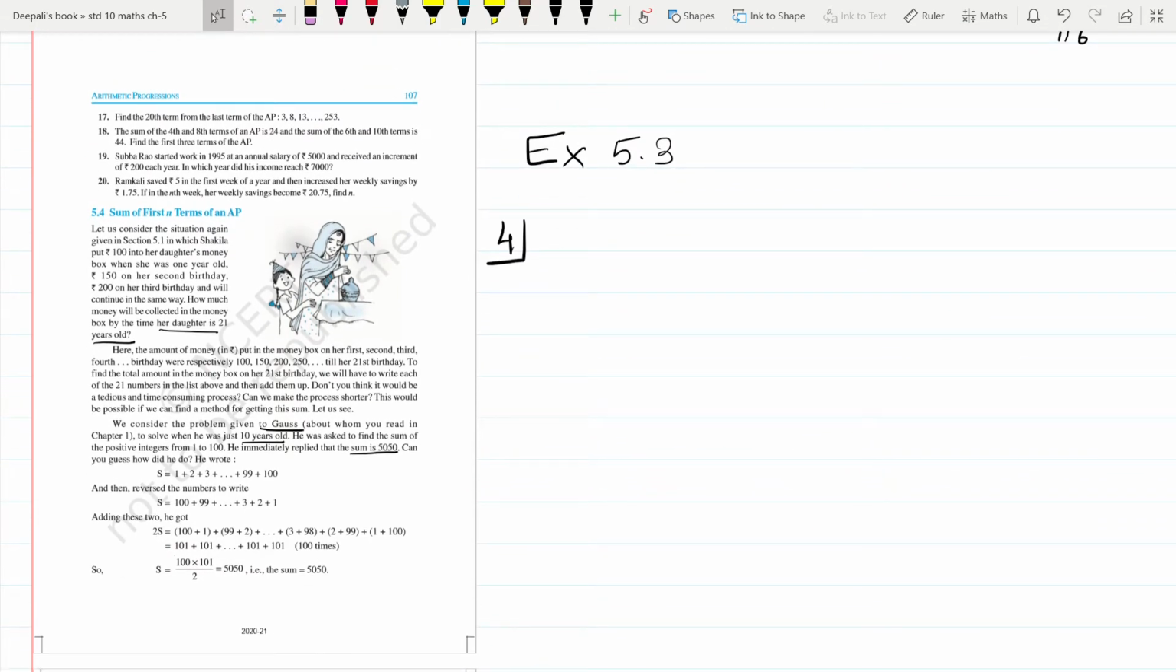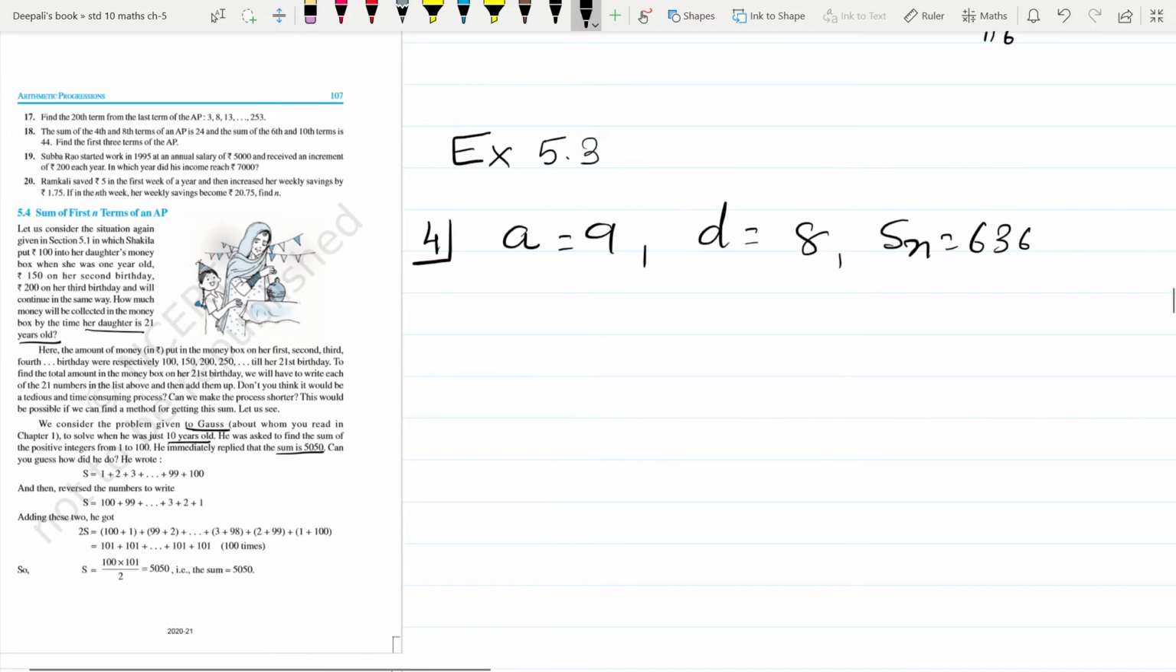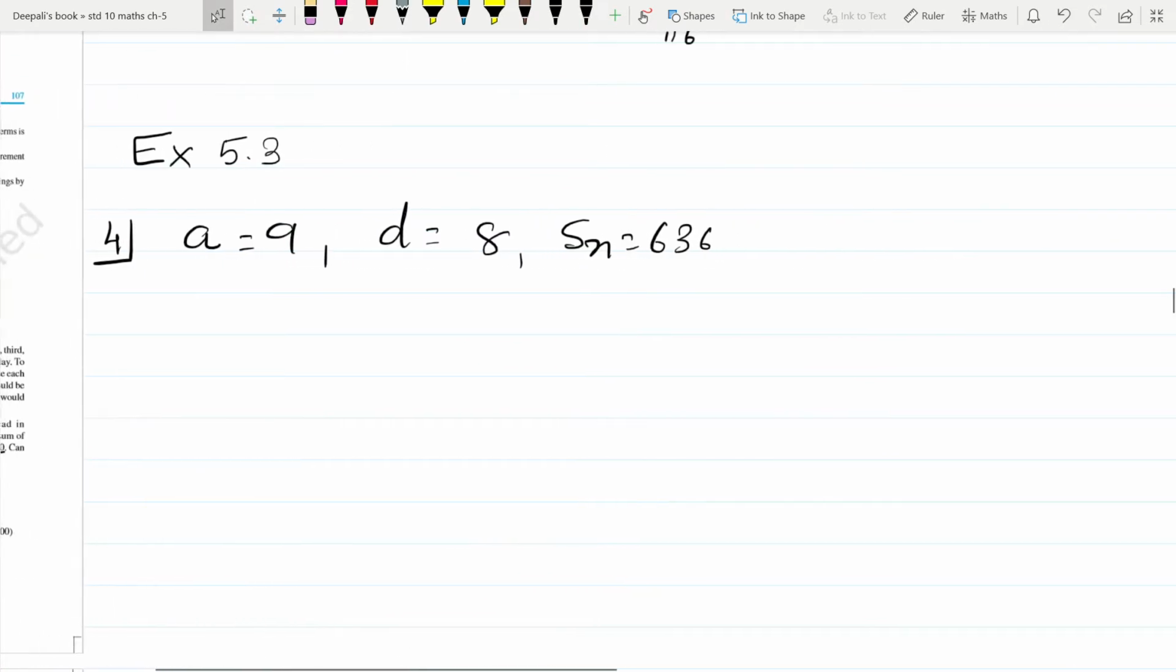Question 4. How many terms of the AP 9, 17, 25 must be taken to give a sum of 636? According to this question, A is equal to 9, D is equal to 8, Sn is equal to 636, and N is equal to how much? We are supposed to find this.